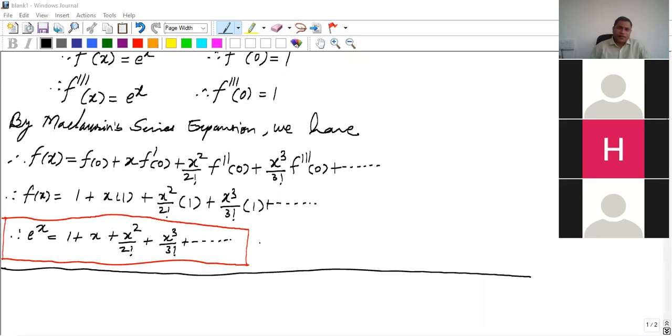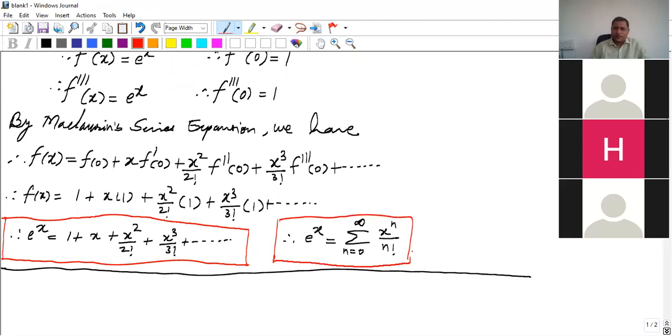So if you want to write this in terms of summation, we can write e raised to x is equal to summation n running from 0 to infinity, x raised to n upon n factorial. You can see, put the value of n and you can get this expression. So this is the other way to write the same series. This is the Maclaurin series expansion only.